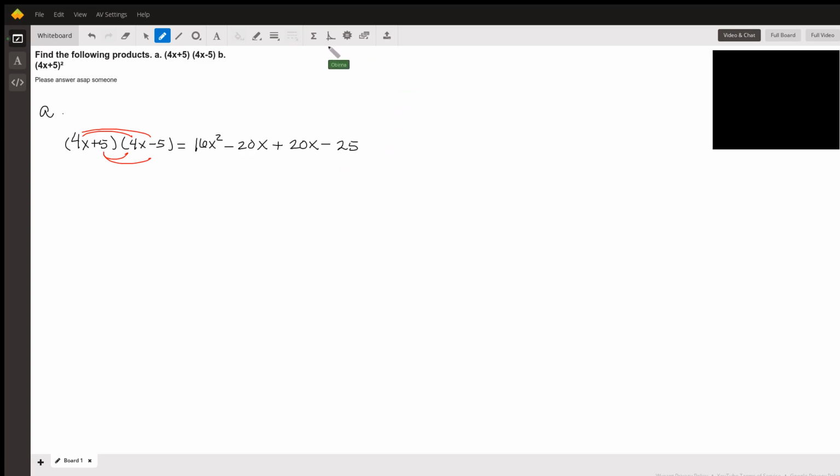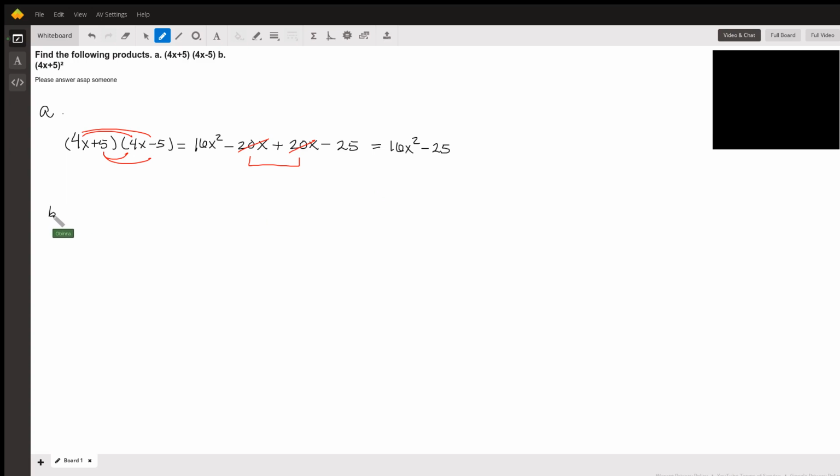And one thing that you notice right from the beginning is that these two things will cancel each other out. Negative 20x plus 20x, that's 0, right? So they fall out of the expression, leaving me with just the first term and the last term in my answer. Okay, so my final answer here is going to be 16x squared minus 25. Done.